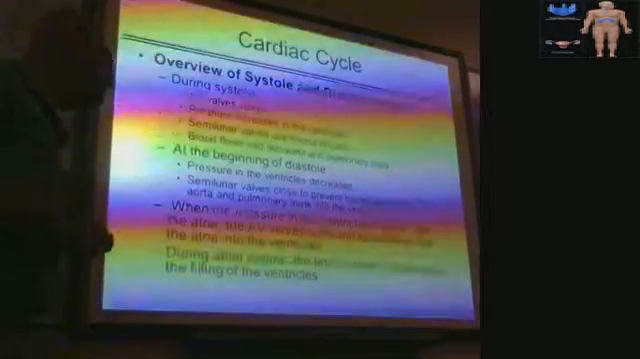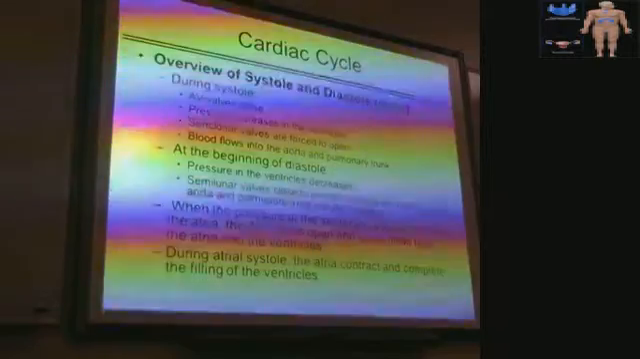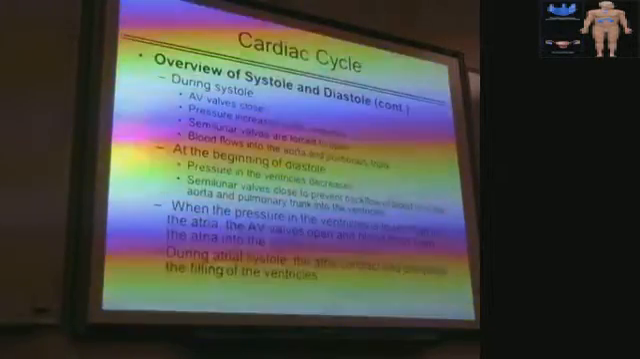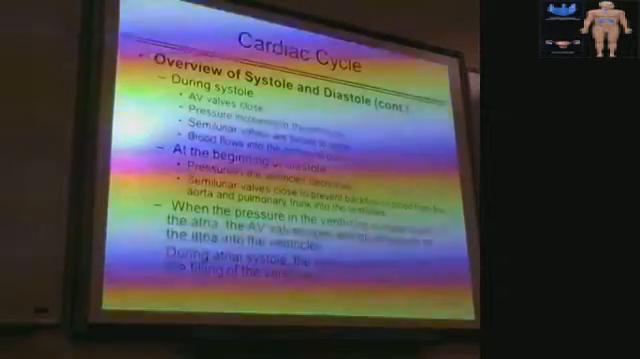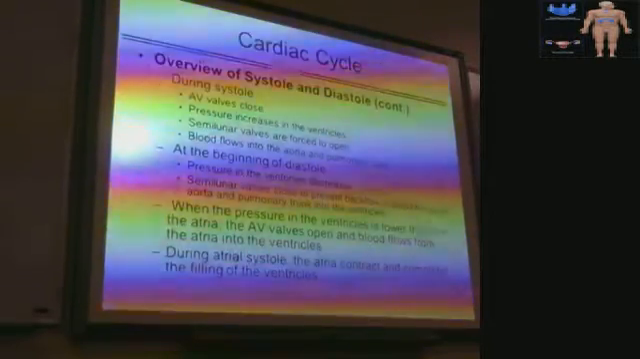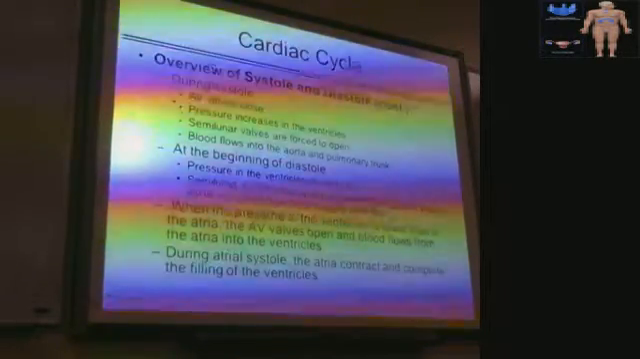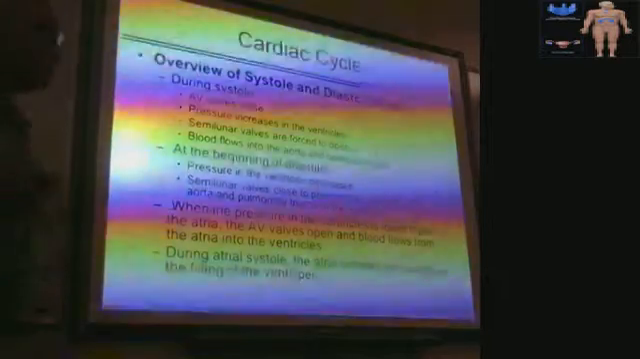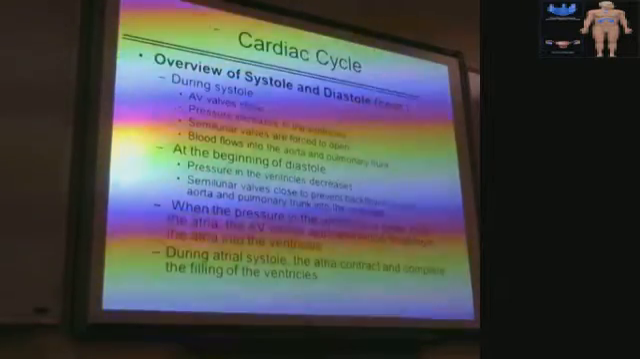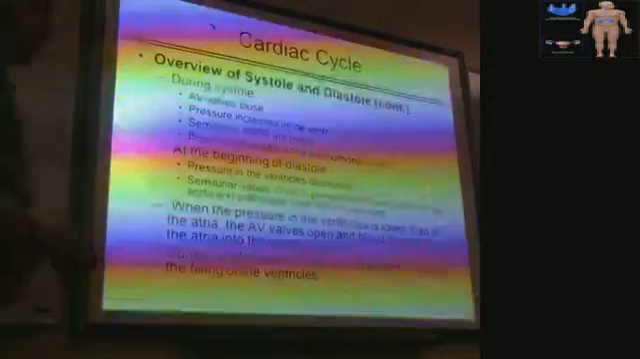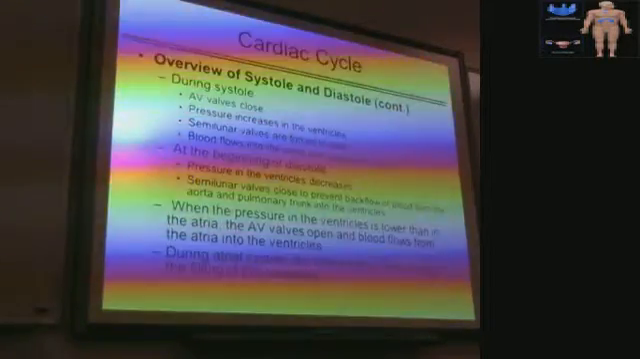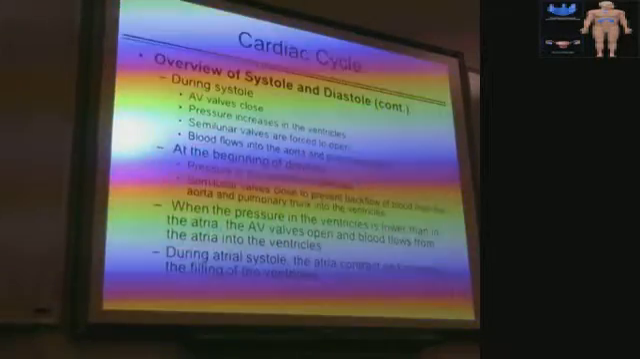So the blood flows from the atria into the ventricles when the pressure in the ventricle is lower than in the atria, during diastole. Okay, during atrial systole, the atria contract and complete the filling of the ventricle. Atrial systole is diastole for the ventricle.